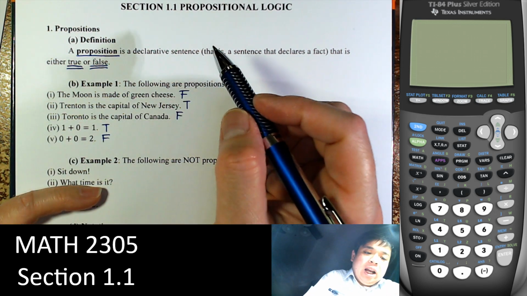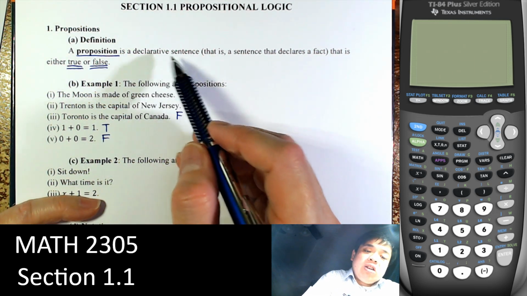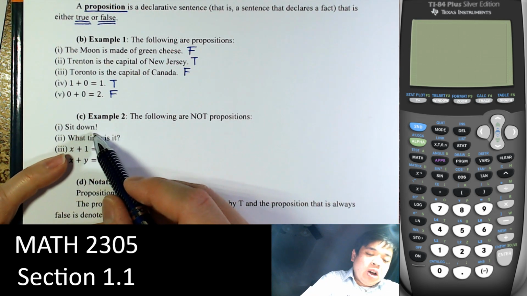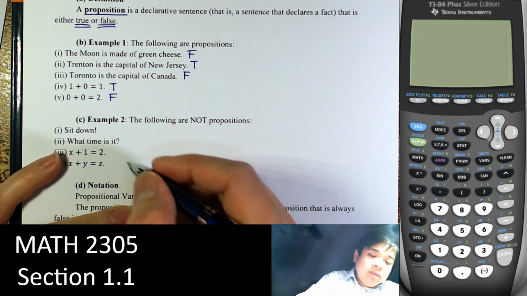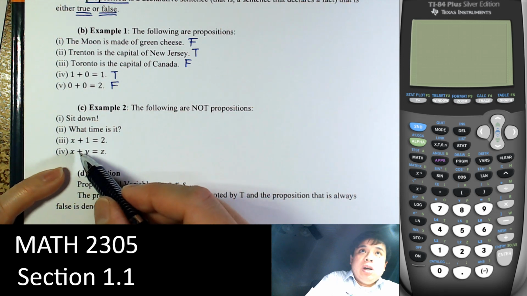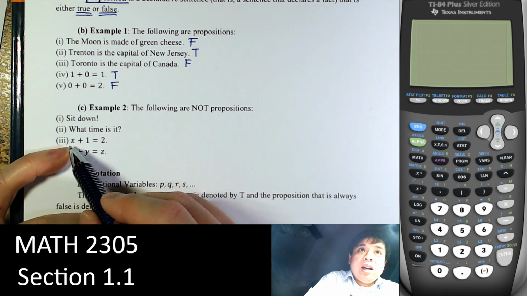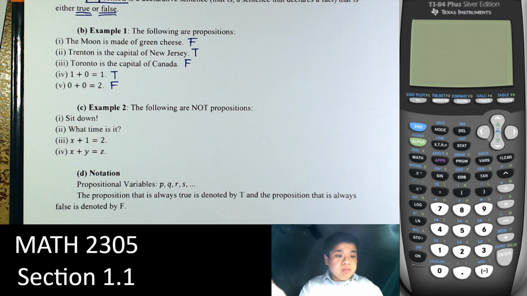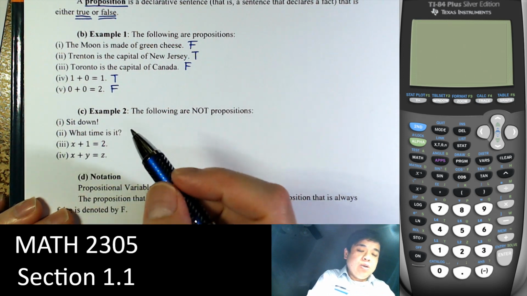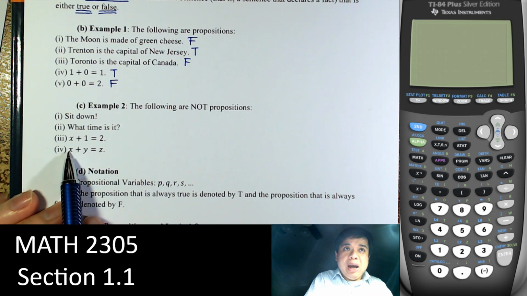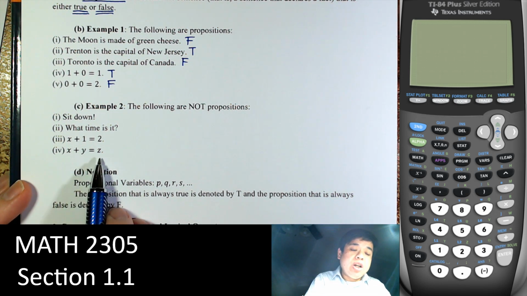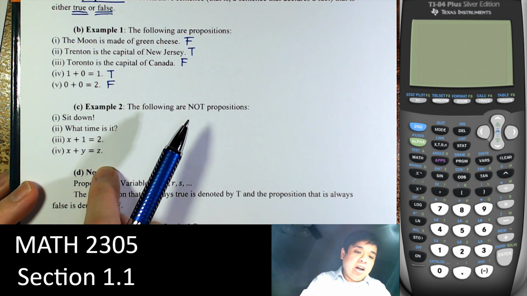And as in the English language, when we talk about a declarative sentence, we end up with a period. So when we have something like an exclamation point or question mark, this is not a proposition. X plus 1 equal to 2. Well, if x equal to 1, then it is true. If x equal to something else, it's not true. So it could be true or false, depending on the values of x. Likewise, depending on certain values of x, y, or z, this proposition may be true or false. So those are not propositions.